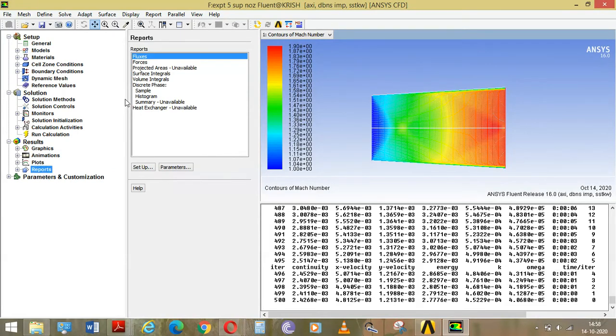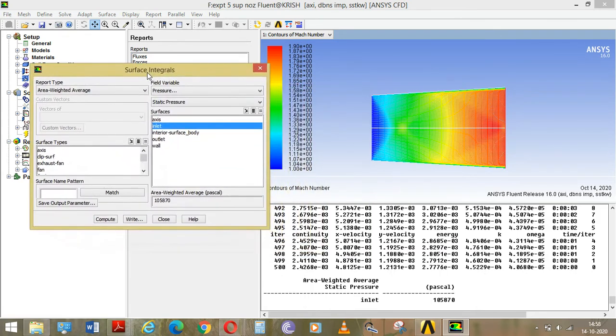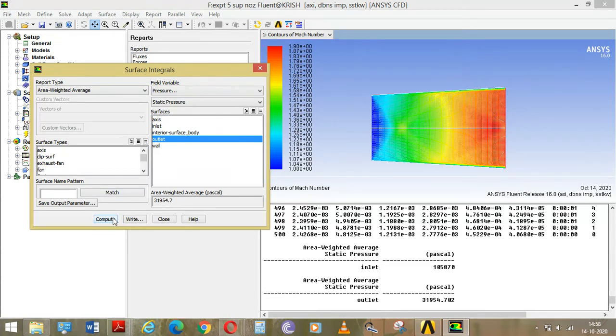Quantitatively, you can average a particular surface and see. At the inlet, static pressure is the same as whatever we have put. At the exit, static pressure, what did we put? We put 28480 pascals. We are getting this, some error. Once it is converged, you'll get exactly 28480 pascals.